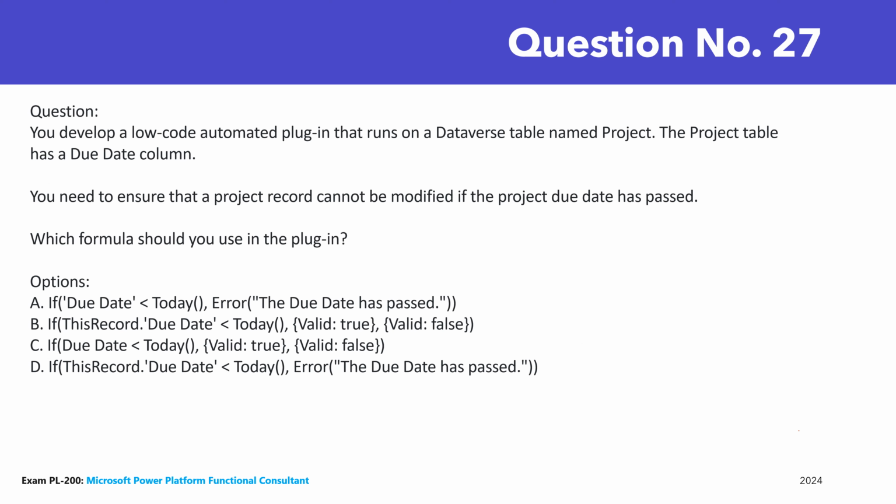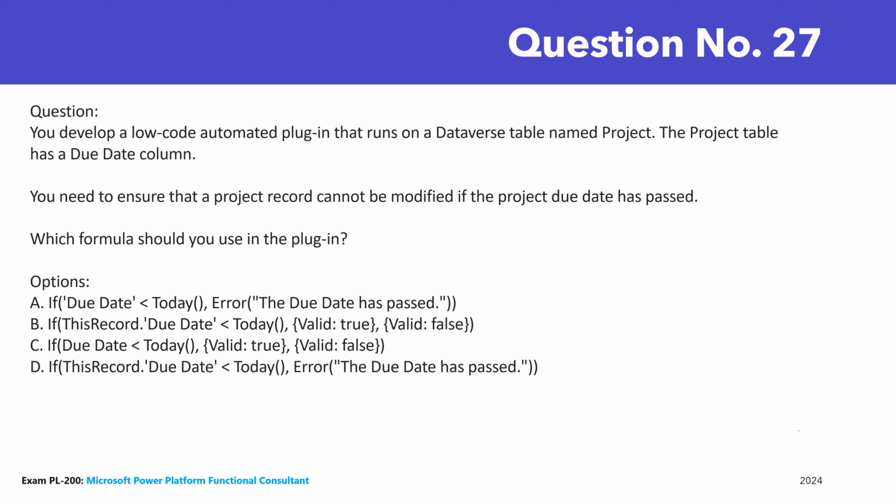Question. You develop a low-code automated plugin that runs on a Dataverse table named Project. The project table has a due date column. You need to ensure that a project record cannot be modified if the project due date has passed. Which formula should you use in the plugin?